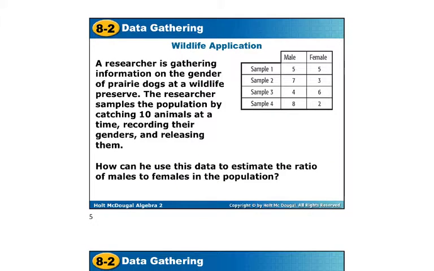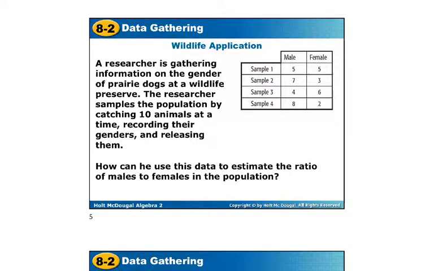So we've got a little wildlife application here. So a researcher is gathering information on the gender of prairie dogs, excellent, at a wildlife preserve. Why might that be important? Because then you'd be able to make more prairie dogs, hey, or not. So the researcher samples the population by catching 10 animals at a time and recording their genders and then releasing them. So gets 10 animals every once in a while and sees what gender they might be, puts them back, kind of like mixing a deck of cards, puts them all back out, and then comes back apparently 4 times because we've got 4 samples.